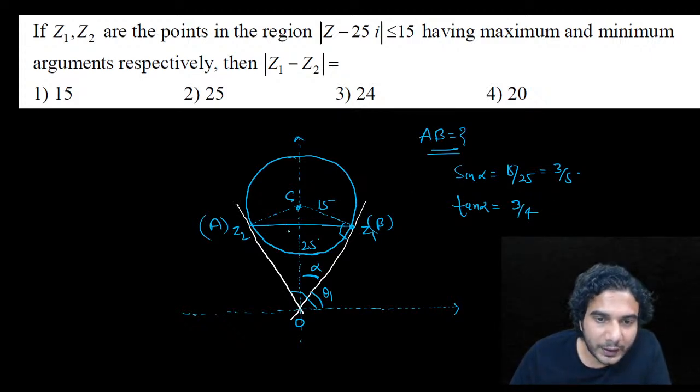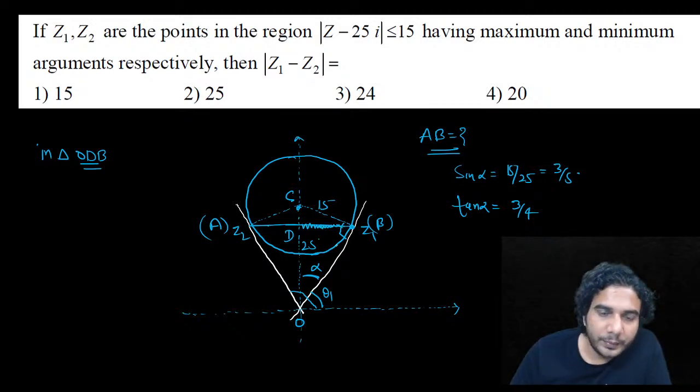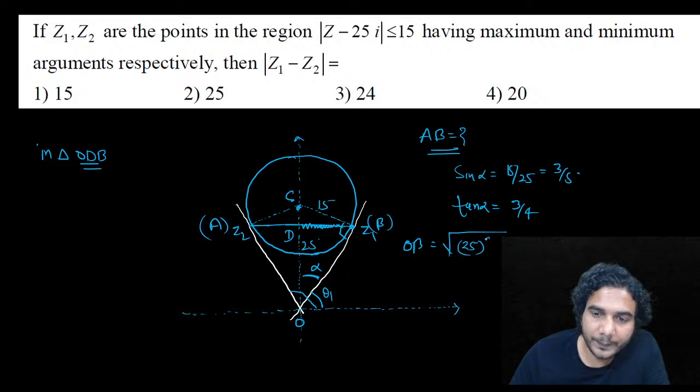Now let's take this point D. So now we are using this triangle, triangle ODB. In this triangle, we can find this length. How? Because tan alpha is known, and we should find one distance also. Let's find OB. How to find OB? You can use Pythagoras. So OB is equal to under root of 25 square minus 15 square. That distance will be required.